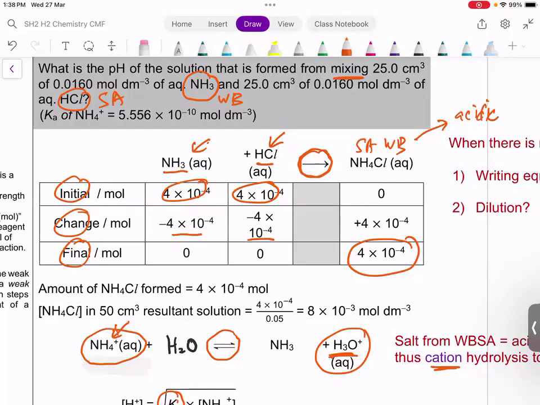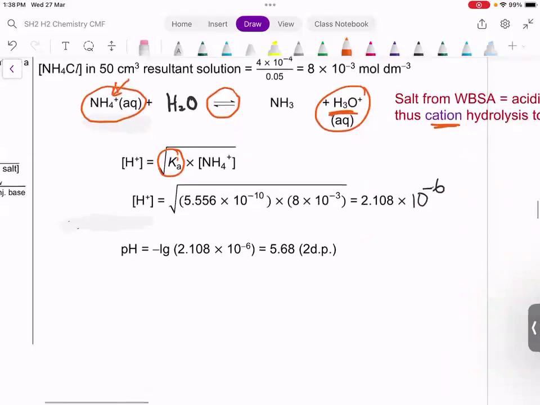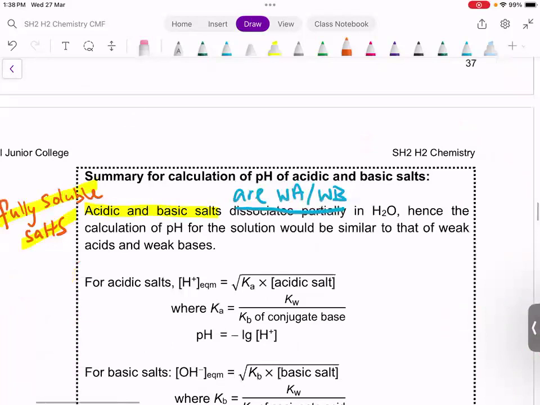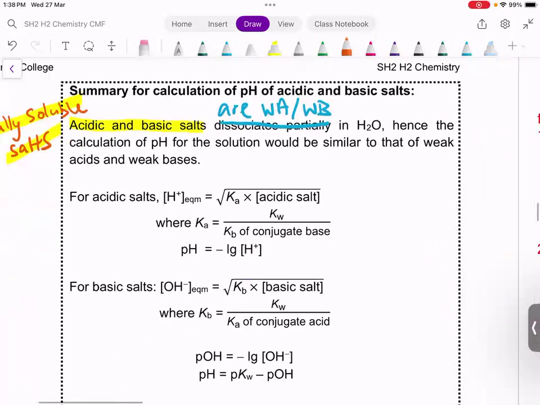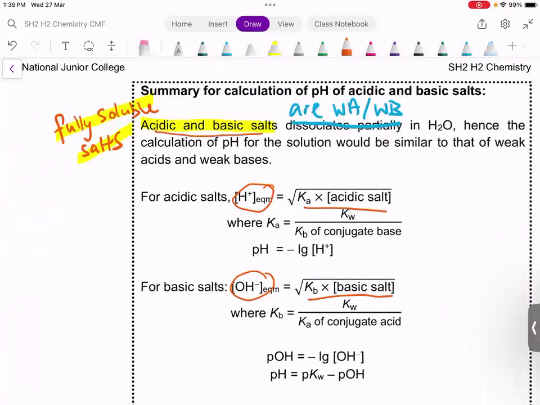It can dissociate, but that doesn't mean that it goes back to your acid and base, right? Fully soluble. Okay, so let's move on to the next part. Summary for calculation. This is what you have done for acidic salt: you use a square root. Then for basic salt, you also use a square root. Please take note, the salts we are talking about are fully soluble salts. They undergo full dissociation. I would like you to make this change to your paragraph.